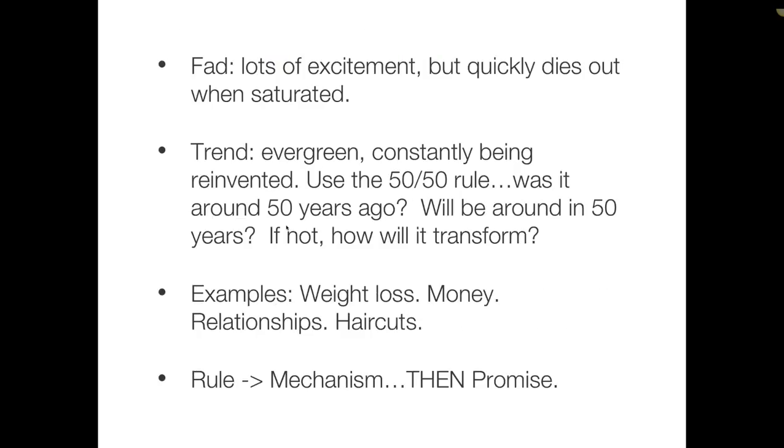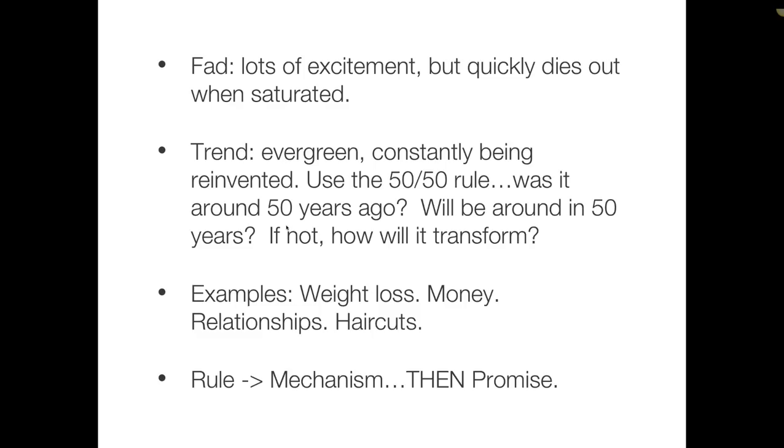So this is what a fad is. A fad is lots of excitement, but it dies out when it gets saturated. Right now, we're seeing a phenomenon with Pokemon Go. In the next few weeks and months, we're going to find out whether or not it's a fad or if it's a trend. If Pokemon Go is something like just new app of the week and somebody else comes out with something better, or everybody stops playing it, or something happens where they start charging people to play it, who knows? Maybe it's a fad and it dies out. Or is it a trend? Is this something that is going to keep going? Is augmented or virtual reality something that is going to keep growing and getting bigger? Is it evergreen? It's constantly being reinvented.